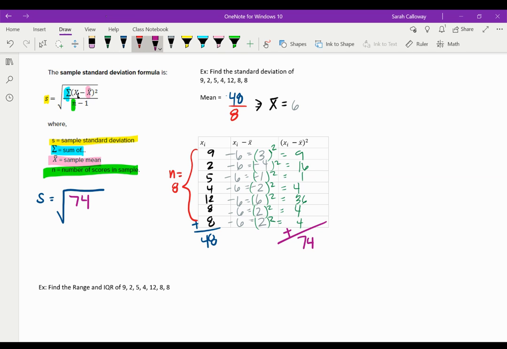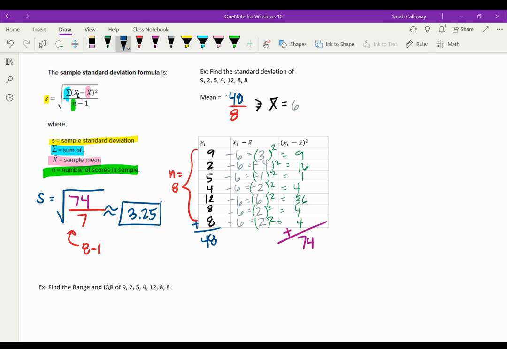divided by not n, but n minus 1. Okay, so n minus 1 is 7. So the standard deviation of our sample is going to be the square root of 74 divided by 7, which if we calculate is about 3.25. Okay, so S is about 3.25.